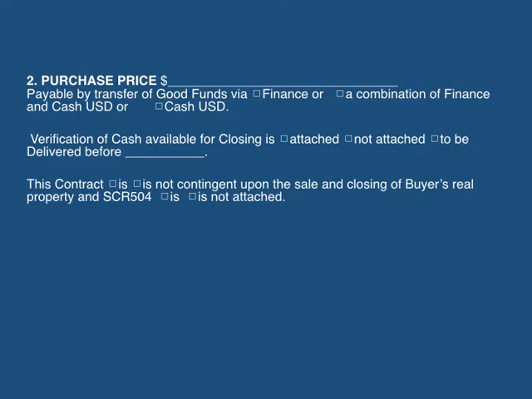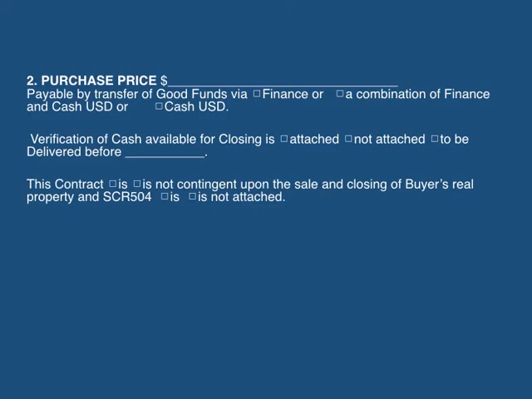This next line I see left completely blank a lot of times. I do review every contract that's written by the agents under my broker in charge license, and I see this a lot. Drives me crazy. It is in the contract for a reason. Verification of cash available for closing either is attached, not attached, or to be delivered before a certain time and date. It is one or the other. Check a box.